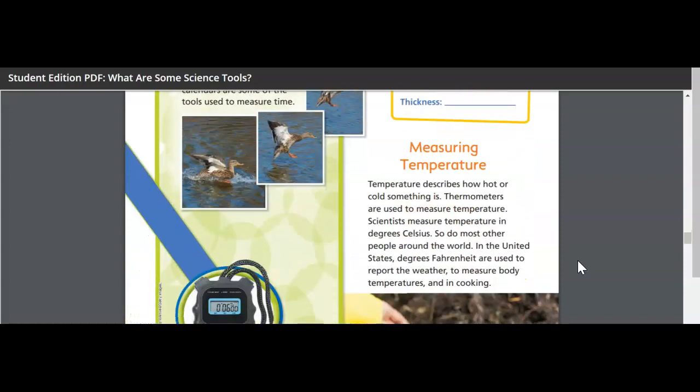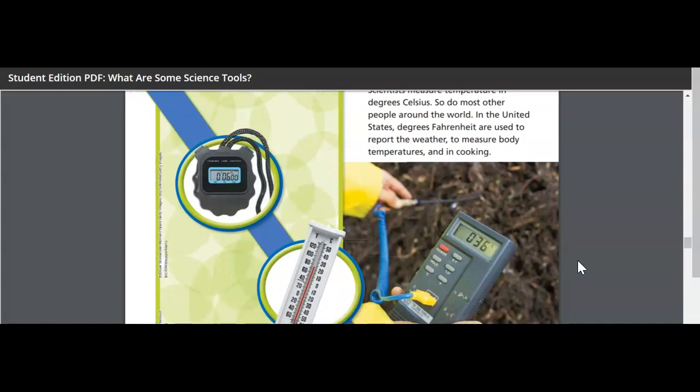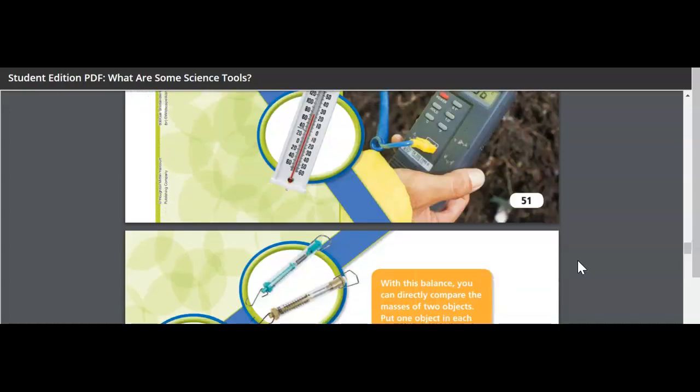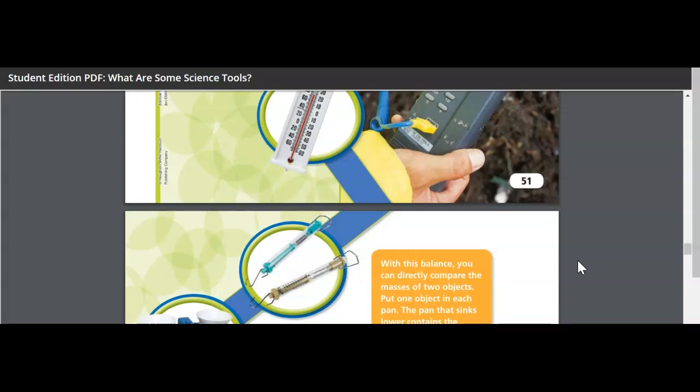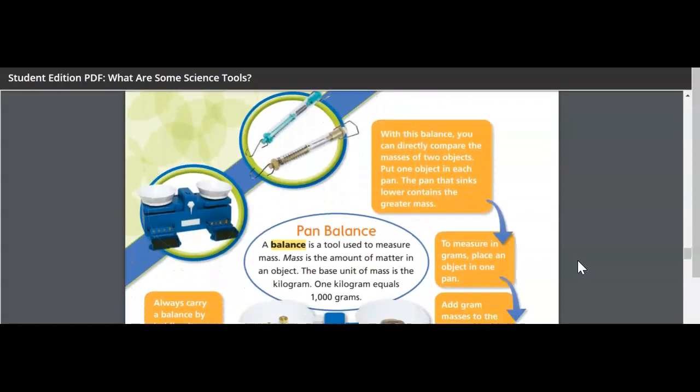So measuring temperature. Temperature describes how hot or cold something is. Thermometers are used to measure temperature. Scientists measure temperature in degrees Celsius. So do most other people around the world. In the United States, degrees Fahrenheit are used to report the weather, to measure body temperatures, and in cooking. So we use Fahrenheit in the United States, not Celsius. And they look a bit different. It's not the same. Like if you were to say it's 70 degrees, that's not going to show up the same as Celsius. That's just something to keep in mind.